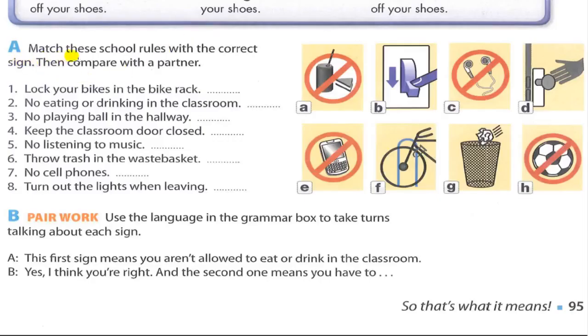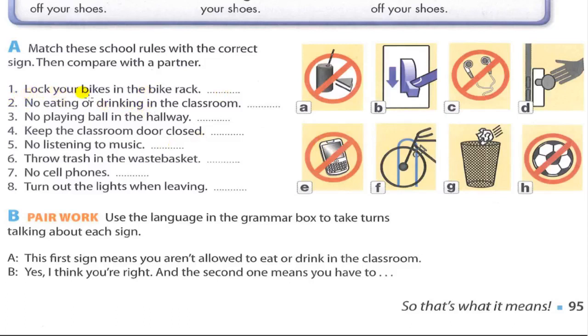A. Match the school rules with the correct sign, then compare with a partner. In this exercise, we have 8 rules and we have here 8 signs. We need to match these rules with these pictures. Match them.